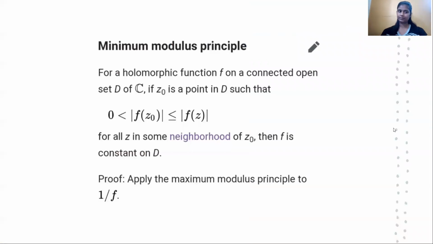Minimum modulus principle. For a holomorphic function f on a connected open set D of C, where C means complex numbers, if z0 is a point in D such that 0 < |f(z0)| ≤ |f(z)| for all z in some neighborhood of z0, then f is constant on D. To prove this, we need the maximum modulus principle. We apply the maximum modulus principle to 1/f. Then we can prove the minimum modulus principle.